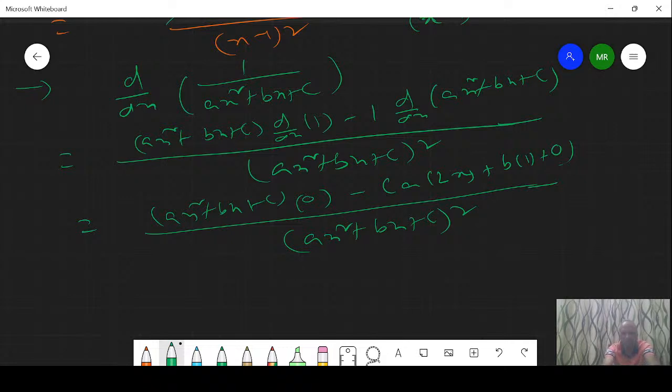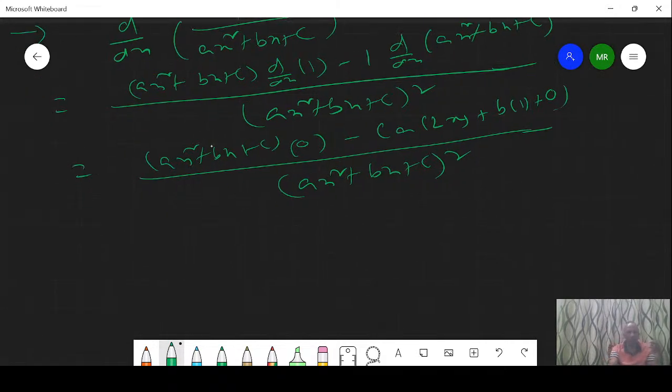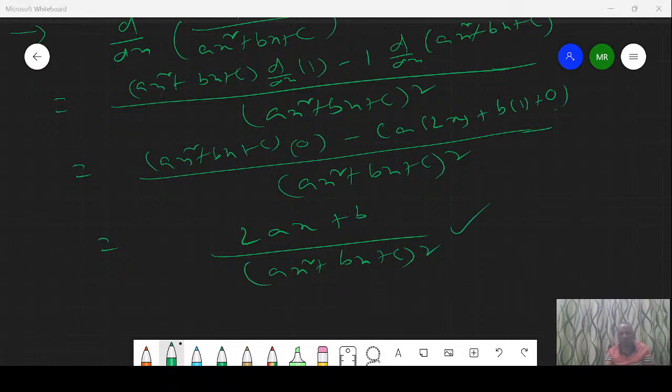Correct? We can simplify now. This will be 0, and a into 2x gives 2ax, so it becomes minus (2ax plus b) by (ax square plus bx plus c) whole square. So that is the required answer. You can verify that. You will get the required answer like that.